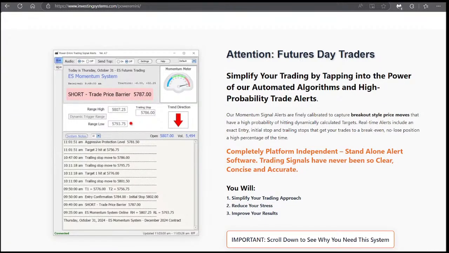Today, I wanted to give you a little overview of the Power Emini alert software, which is a day trading software for futures traders. We've had this software out on the market now for, geez, I'm losing track. It's been like 6 or 7 years, maybe 8, since we originally came up with the concept for this software. And over all that time, we have been refining and perfecting it.